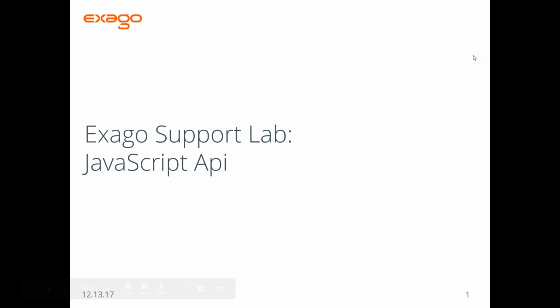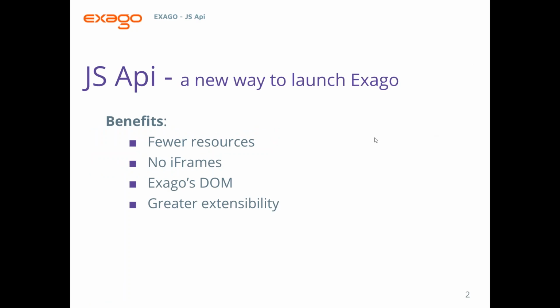So what we're going to talk about today is a new feature in version 2017.2, and it's a new way to launch Exago. This is going to be a pretty technical lab. We're going to go into some code, but don't worry, I'm not going to crack open Visual Studio. We've written some simple examples that we're going to show here. So our JavaScript API is the topic of the day, and the first question we're going to look at is, what are the benefits of the JavaScript API?